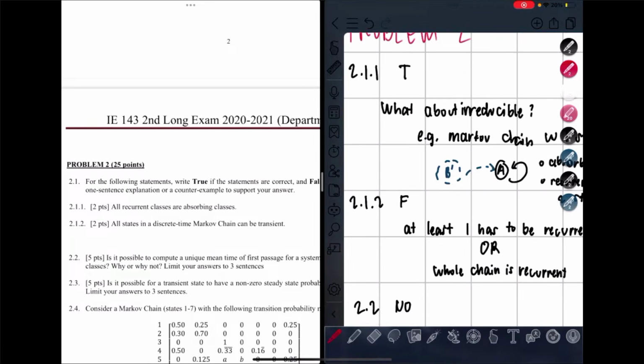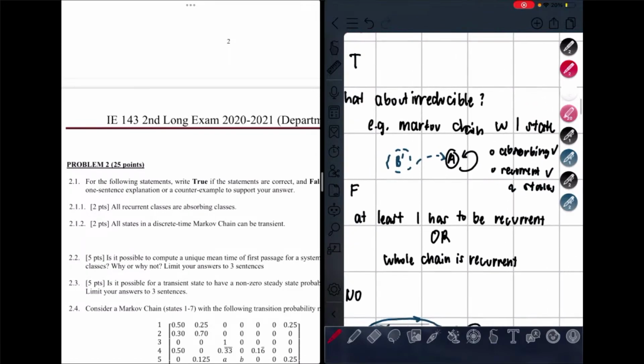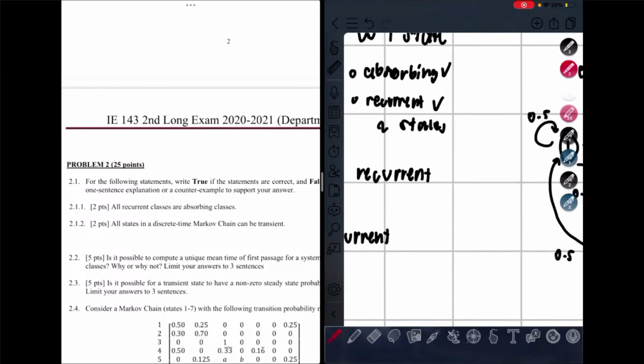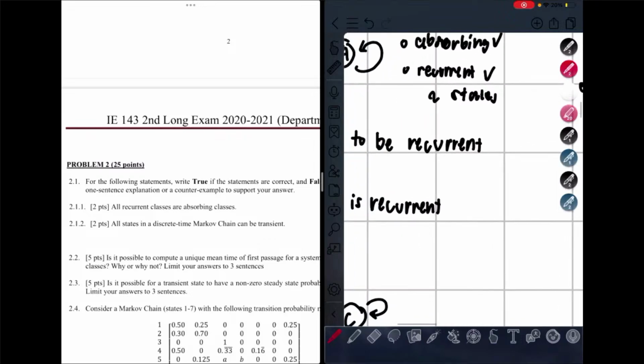All states in a discrete time Markov chain can be transient. This is not true, and the reason for that is at least one has to be recurrent or the whole chain has to be recurrent. That makes sense, kasi, diba, the definition of a transient state is that you can never get to go to it again, right? Meaning na the process has to go somewhere that isolates that state.